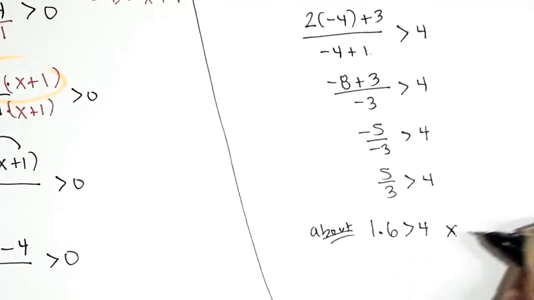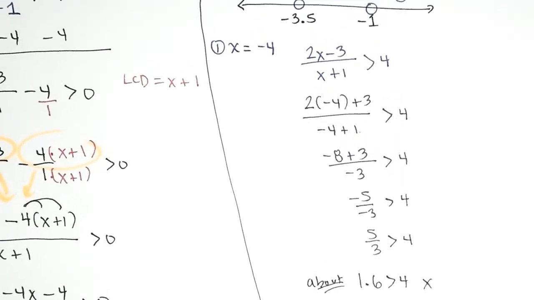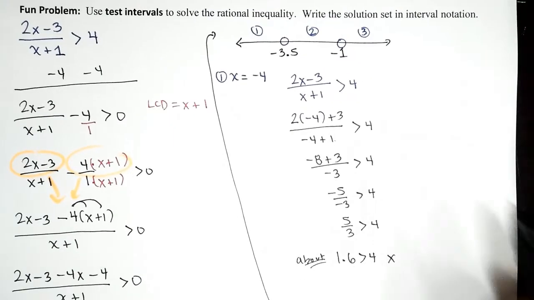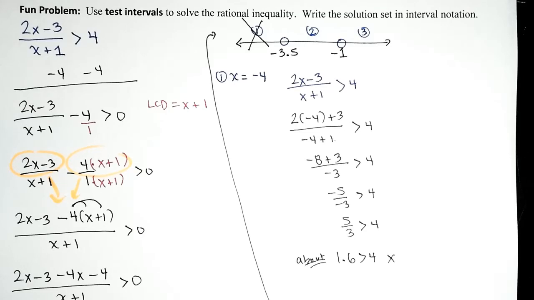So check it out. Because our test value didn't check out, that means that none of the numbers in this interval are going to be a solution. So let's go ahead, cross it out for dramatic effect. Okay. Now, if it surprises you that I crossed it out, I'm crying, because that means you didn't watch my other videos. Okay, so 1 interval down, 2 more to go.